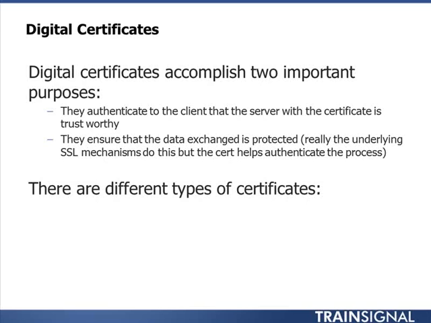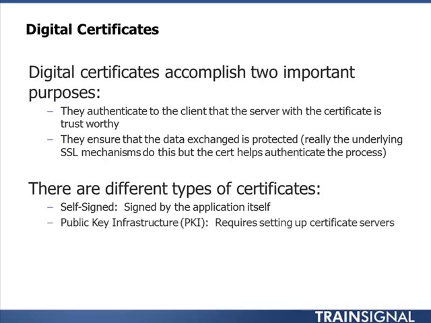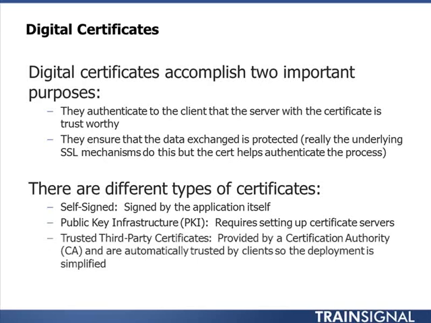There are different types of certificates, including the self-signed certificate that is signed by the application itself, and we'll see that in a moment when we actually look at the certificates on our existing Exchange server. Then there's a public key infrastructure that can be set up. This requires setting up certificate servers, and we can do that within our Exchange environment. We can set up Microsoft certificate servers, but really the best option is the trusted third-party certificate, partially because they're provided by a certification authority, a CA, and they're automatically trusted by clients, so the deployment is simplified.